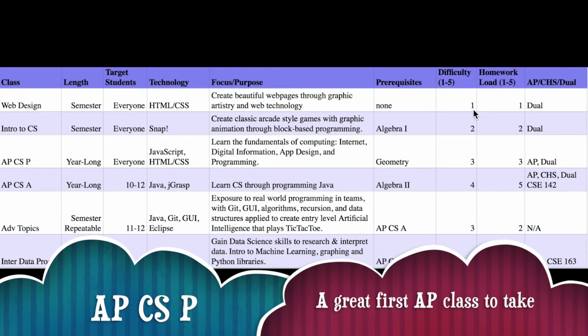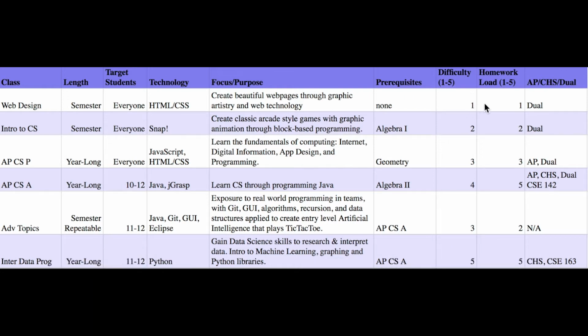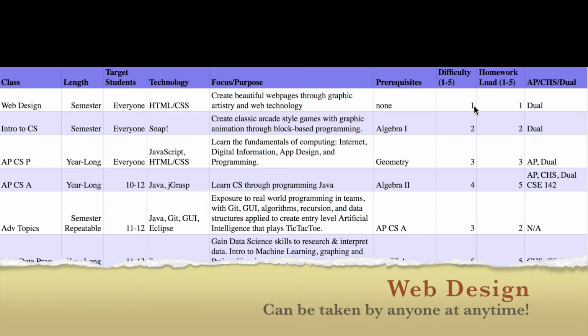So 1 really just means that this, I believe, is the easiest class out of these set of 6, and it has the least amount of homework out of these set of 6 classes. Some of the other teachers might disagree. Web Design and Introduction to Computer Science Principles here are both semester-long classes. They're intended for everybody, and they have a lower level of difficulty.